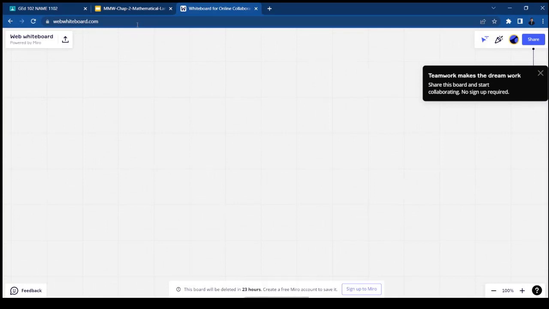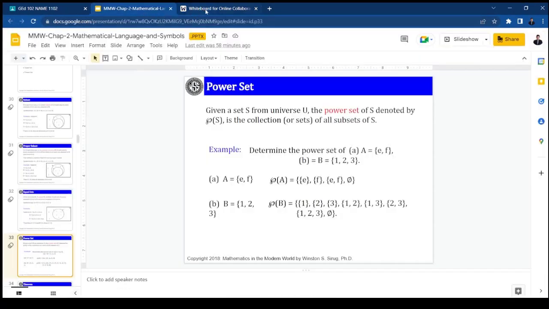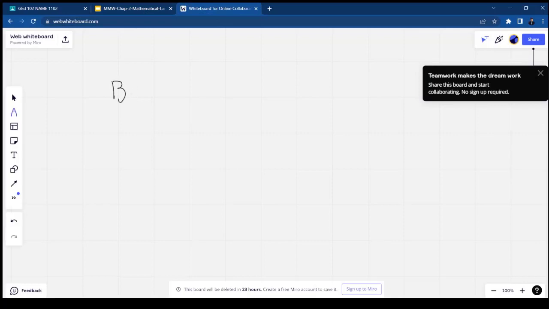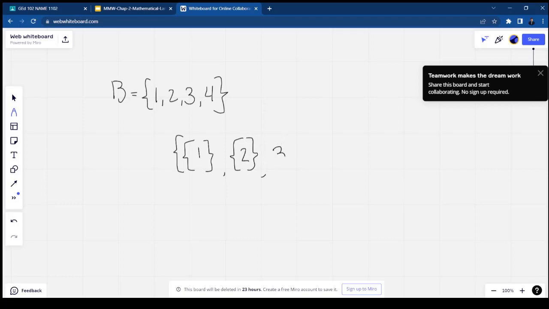Halimbawa, may set ka ng, ano ba yung nakalagay nating set doon? So, set B, B is equals to set of 1, 2, and 3. O, dadagdagan natin, lagyan natin ng 4 para mas madami. So, ano ba yung mga sets na pwede nating magawa sa kanila? So, we have set of 1. We have set of 2. Hindi ko nasusulat yung ano ha. Para mabilis tayo, 3. We have 4.